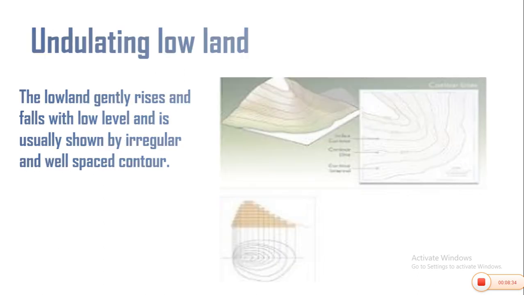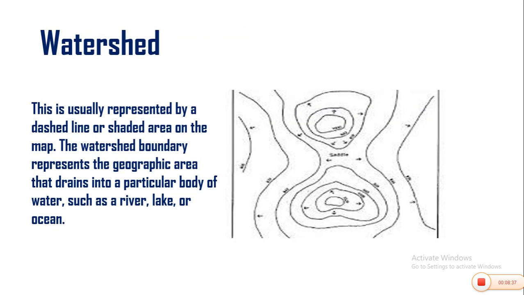The next feature we're considering is the watershed. The watershed is usually represented by a dashed line or a shaded area on the map. The watershed boundary represents the geographic area that drains into a particular body of water, such as a river, a lake, or an ocean. A watershed is usually found where we have a pass or saddle or col. Now this is a highland, this is another highland. This is the space between them, the gap between them. That's a saddle, or you can call it a col. This is where the water that is coming from this highland or this highland is collecting. That is why it's called a watershed. The water is draining into this area, and it is moving away from this side. It's also moving away from this side.